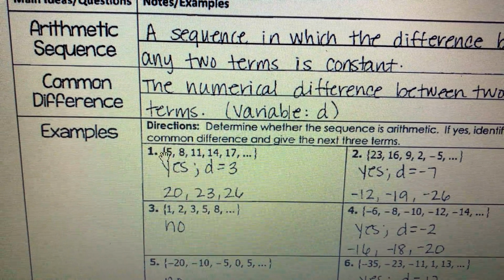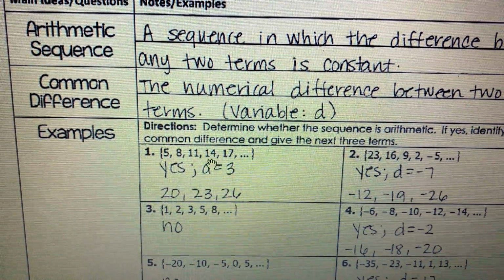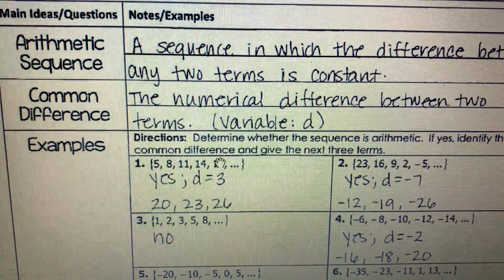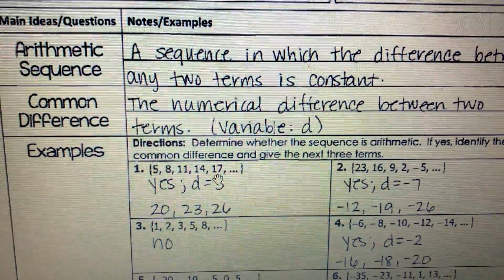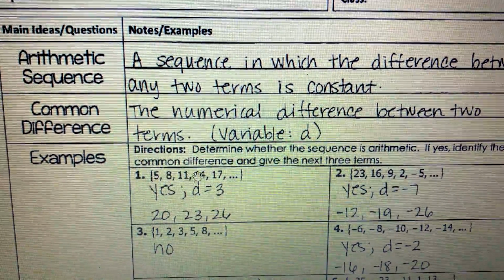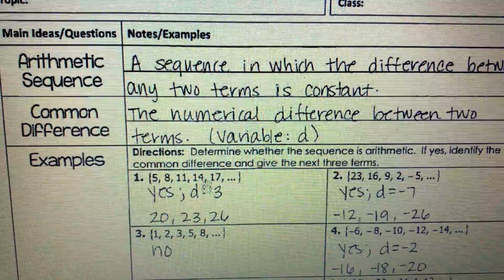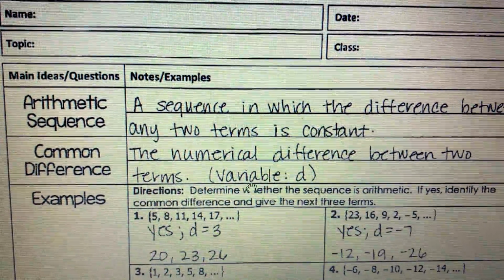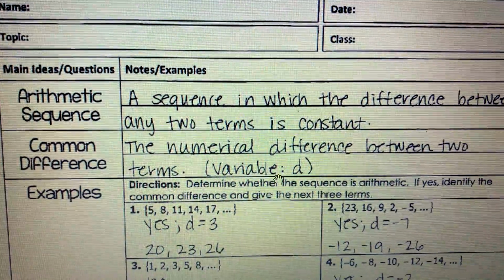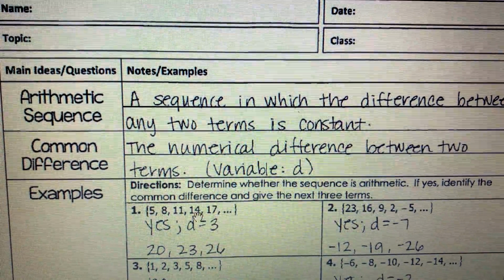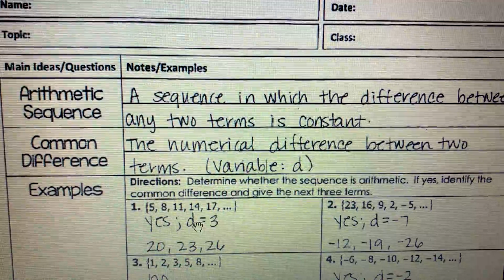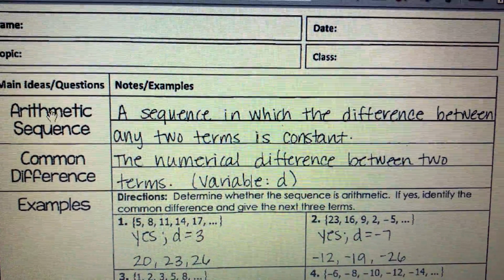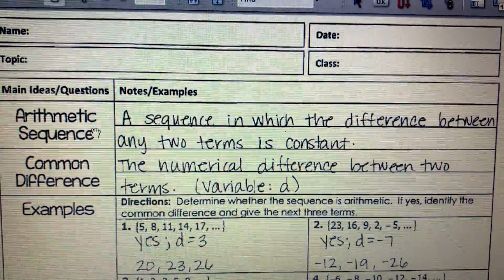11 minus 8, it's also 3. 14 minus 11, also 3. 17 minus 14, also 3. And so from one term to the next, it changes by 3. And so in this type of sequence, we want to find this variable d. How much does it change? And here it changes by 3. And if it's constantly changing by the same value, then it's an arithmetic sequence.